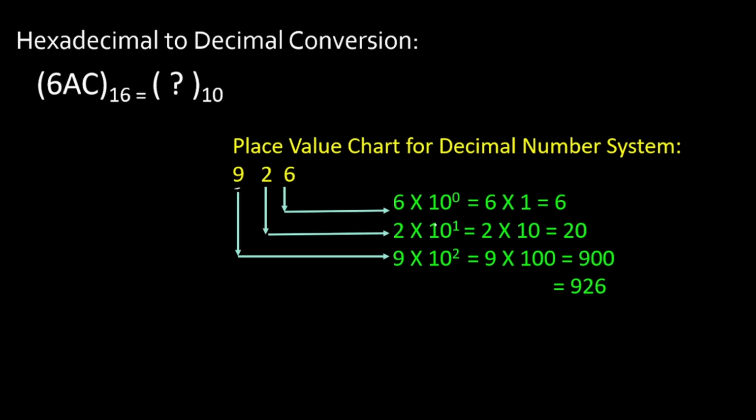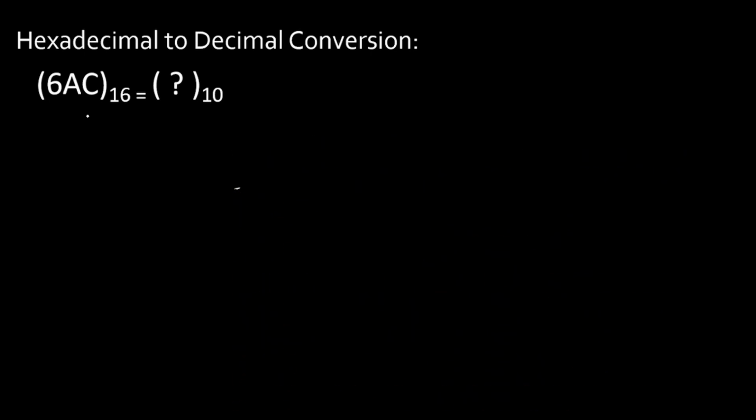Now as we are using the decimal number system, we have taken base 10. When we convert a hexadecimal number into decimal, we will take base as 16. So the number given is 6AC, and C is equal to 12, A is equal to 10. So C will be multiplied by 16 raised to power 0, plus A will be multiplied by 16 raised to power 1, plus 6 will be multiplied by 16 raised to power 2.